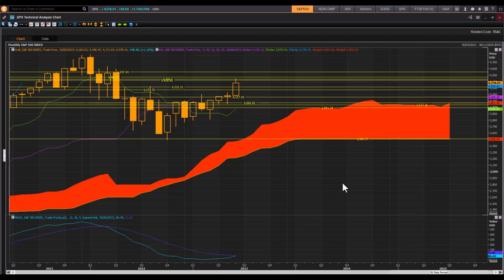Morning traders, Richard here doing a quick Ichimoku cloud chart market review of the S&P 500 index. We'll start with a monthly cloud chart just to get a big picture perspective.